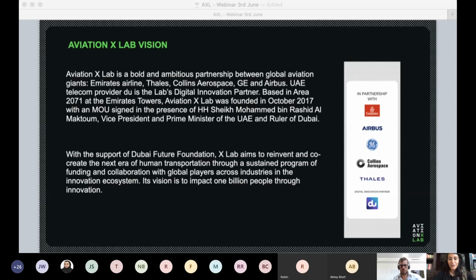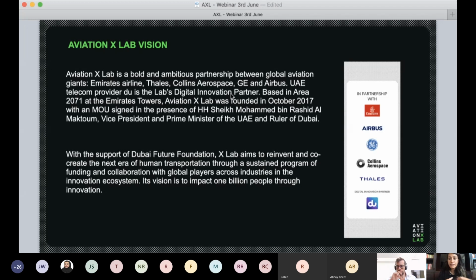in the aviation industry. You can see their logo on the right, but I'll run through them quickly. We have Emirates, Airbus, GE, Collins Aerospace, and Thales. And then we have our digital innovation partner as well. Now, as you can see, they're all very different in what they provide, right? You have the airline, you have an OEM, you have the entertainment system. And so they've all come together with one vision, and that's to co-create the next era of aviation.